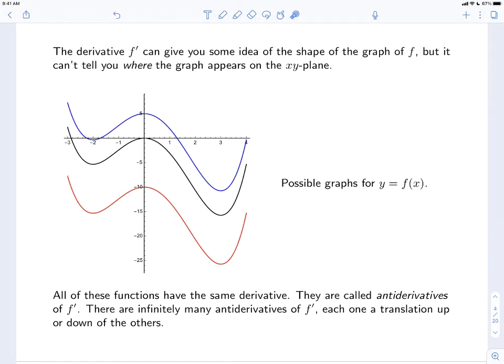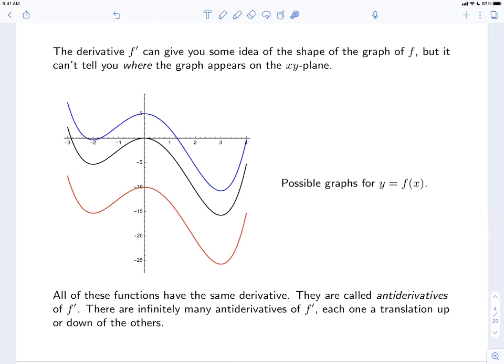What you see here are 3 possible graphs for y equals f of x. All of these functions have the same derivative. They're called antiderivatives of f prime. There are infinitely many antiderivatives of f prime, each one a translation up or down of the others. Since f prime is the derivative of f, we call f the antiderivative because it's going in the opposite direction.